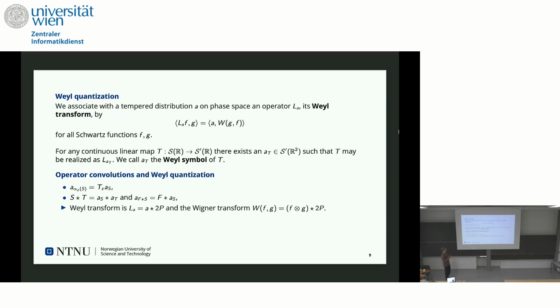Similarly, the convolutions become convolutions on the Weyl symbol level. So an operator-operator convolution, remember that gives a function, and that function is given by the convolution of Weyl symbols. And if we look at the Weyl symbol of the function-operator convolution, this is the convolution of the function with the Weyl symbol of the operator. For example, the Weyl transform is just given by the convolution with the parity operator, with a factor of 2, and the Wigner distribution is given by the operator-operator convolution.